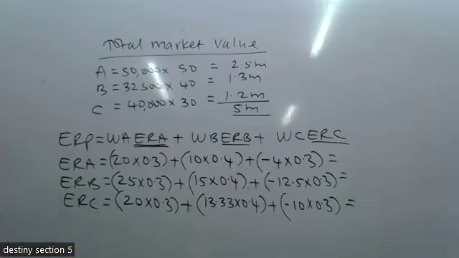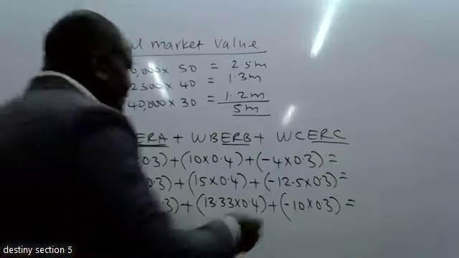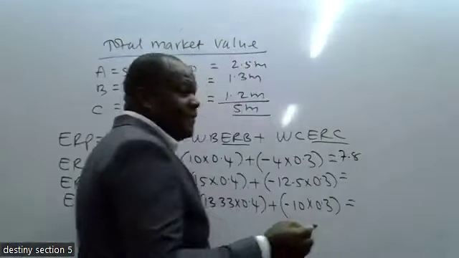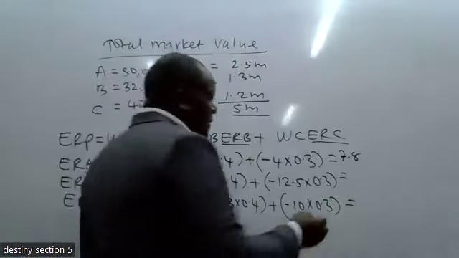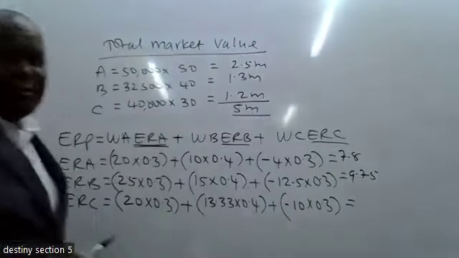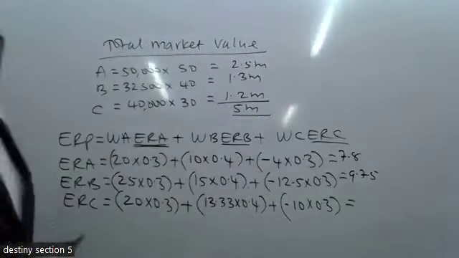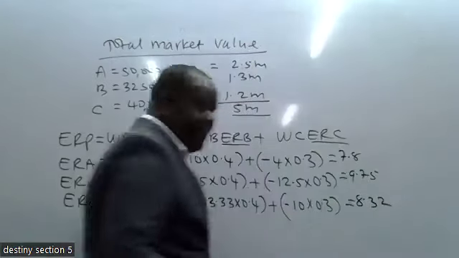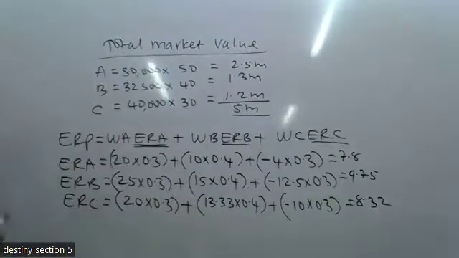So the first one was giving us each figure, 7.8. So this one is 7.8. The second one is 9.75. Then the last one is giving us which figure? 8.32. You confirm whether they are the correct figures.